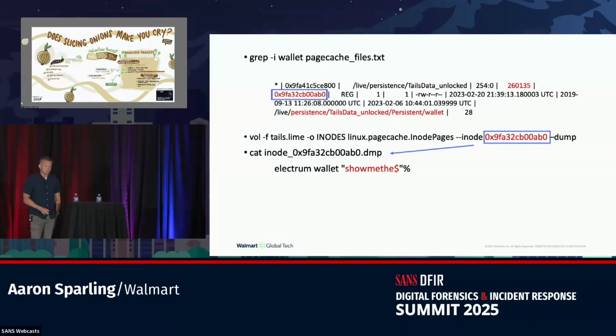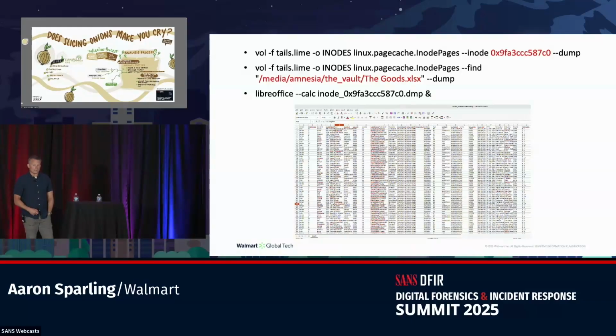Rinse and repeat. We're doing it for wallet, and here I'm looking for cryptocurrency wallets, using the exact same workflow. I'm finding the inode, pointing the plugin at the inode, dumping it, and then looking to see what's in the output. And again, we're seeing what looks like an Electrum wallet password. That's great, a huge win for us. Other than just text files, we can also dump spreadsheets and images, and you're going to see that as well.